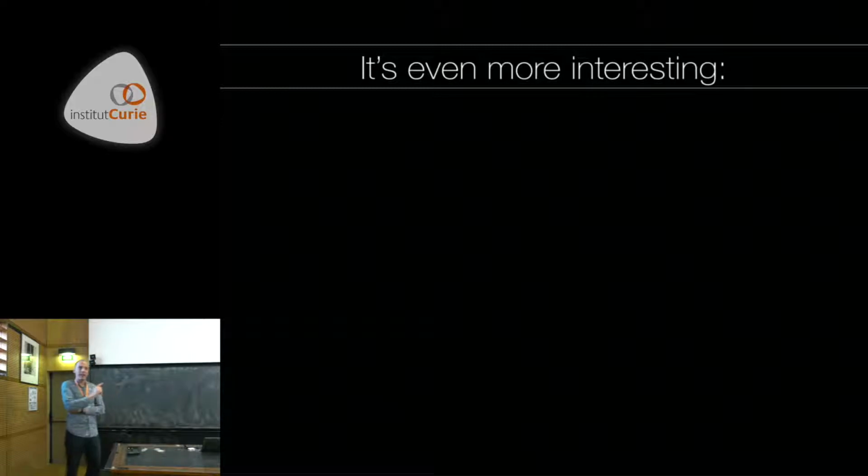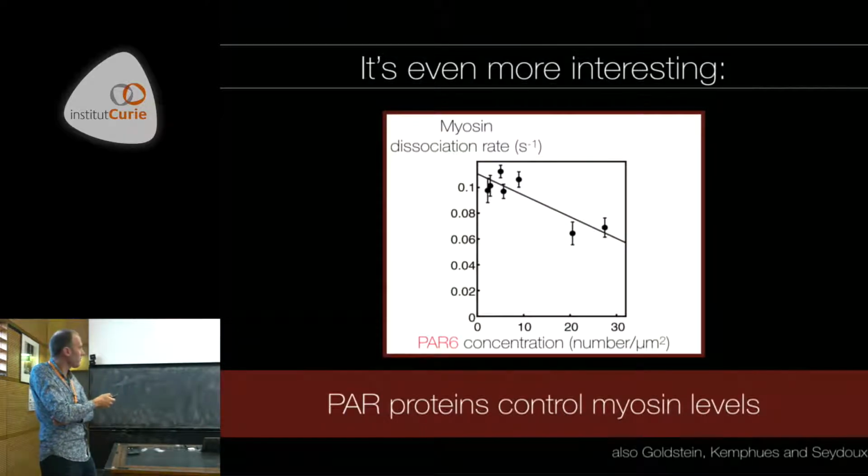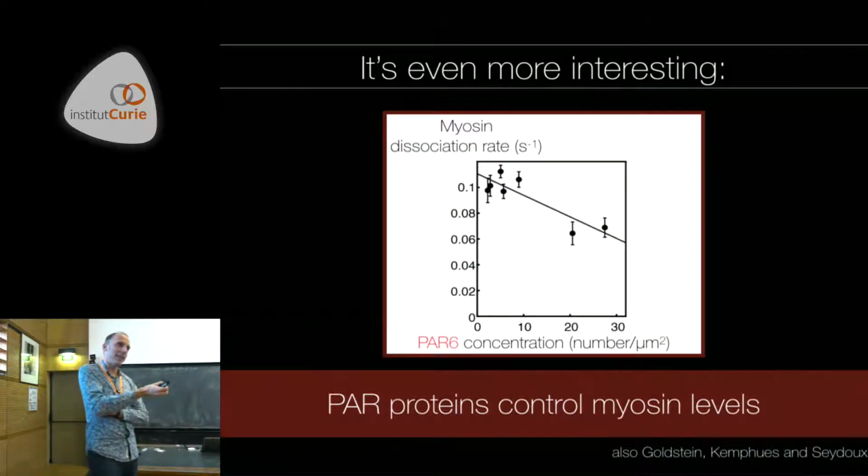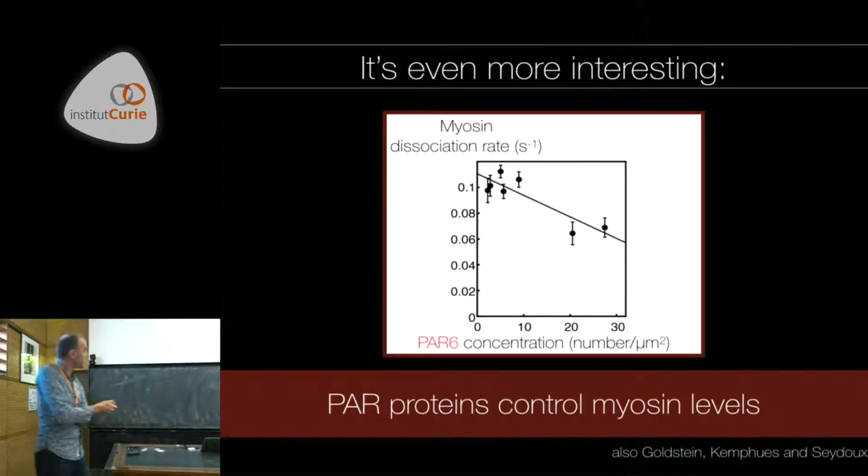Okay, but that's not the end of it. And when Peter started to work on this project, there was a hint in the literature from a couple of labs that the local state of the cortex in terms of polarization, in terms of PAR proteins, also seems to impact on myosin levels. Now remember, myosin, again, is of course the molecular motor that generates at the molecular scale the forces that correspond to active stresses at the continuum scale.